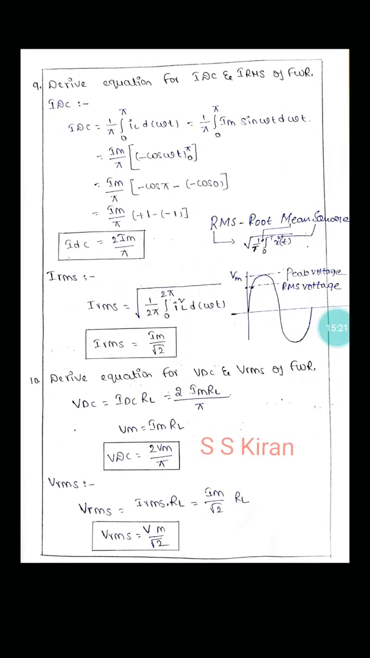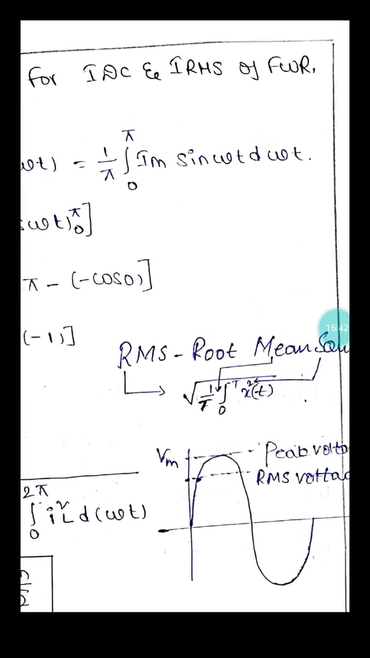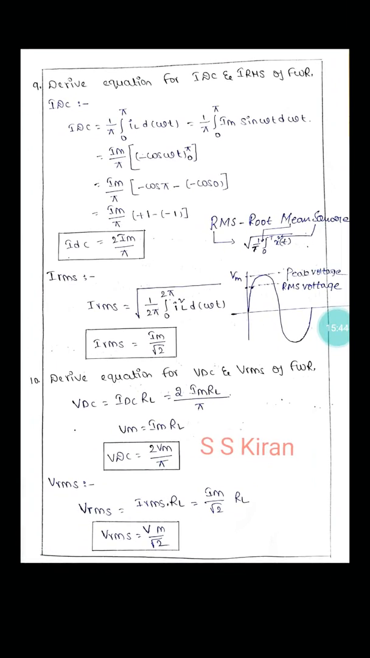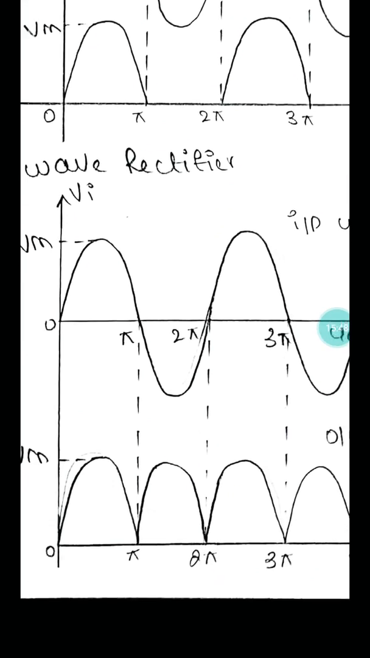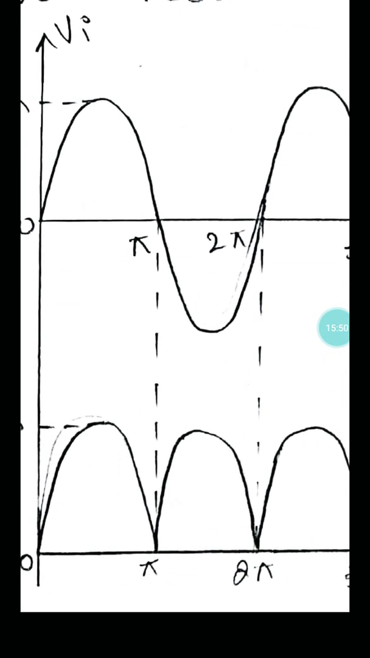Now the ninth one: derive the equations for IDC and IRMS for a full wave rectifier. Here I only asked for the derivation, so no need to worry about the total explanation part. Just concentrate on the full wave rectifier. You can see what the output of the full wave rectifier is.